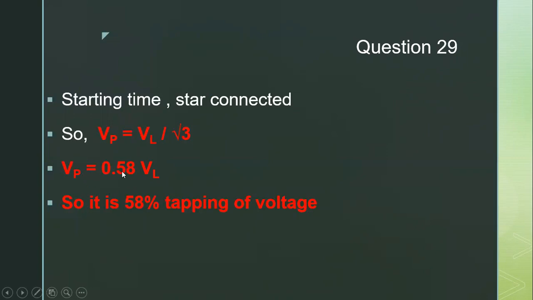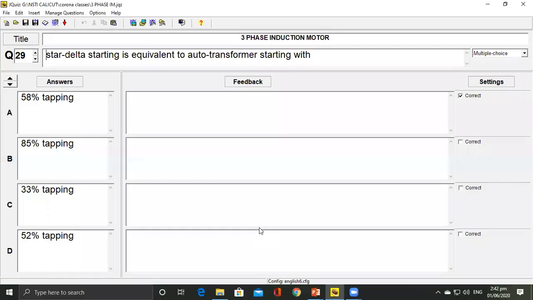So to replace the star delta starter using an auto transformer starter, you have to give 58% tapping, which will be the same as the star delta starter. So our answer is 58% tapping. You can easily use an auto transformer in place of a star delta starter. The star delta starter reduces the voltage to 58%, and the auto transformer starter can also be tapped at 58% to use as a starter.